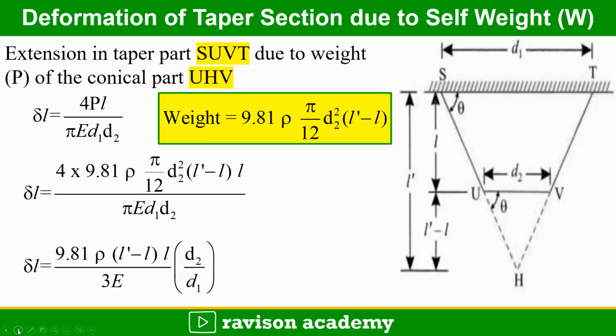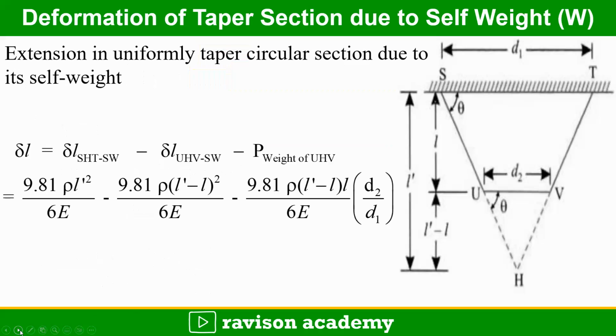So this is the extension of the taper part SUVT due to the weight of the conical part UHV. So del L equal to 4PL divided by pi E into D1 into D2. We know this equation from the previous section. And also we know the weight is equal to 9.81 rho pi by 12 into D2 square of L dash minus L. On substituting, the final equation del L will become 9.81 rho into L dash minus L into L by 3E into D2 by D1.